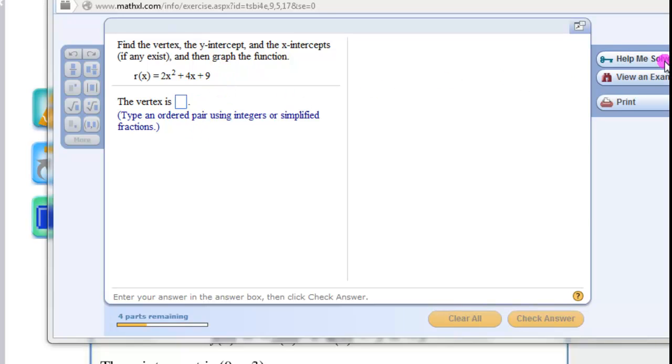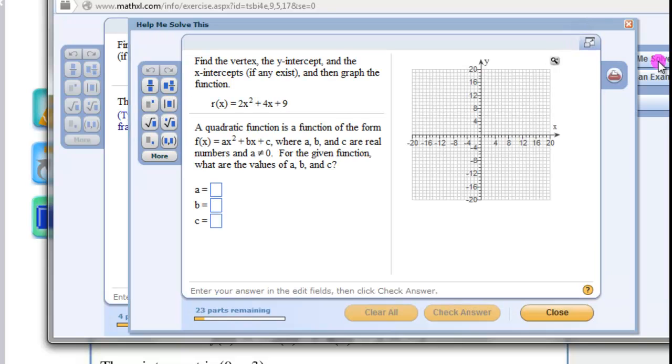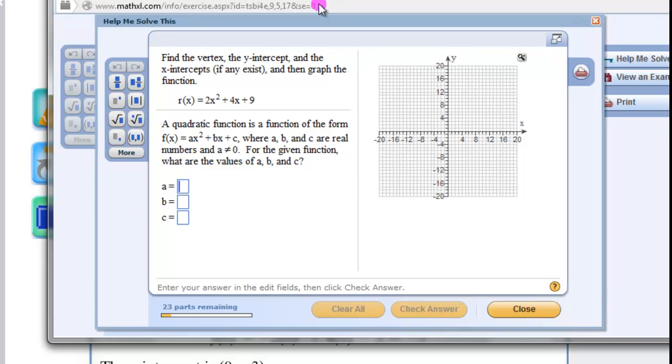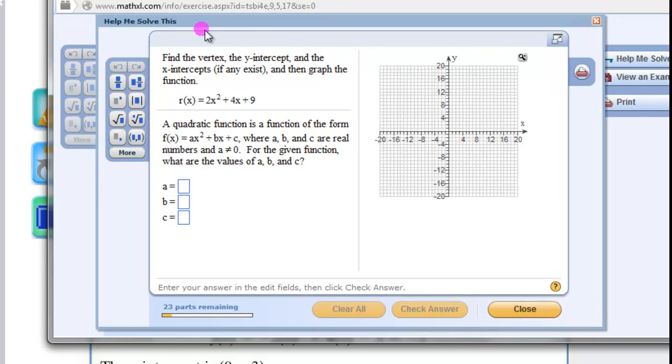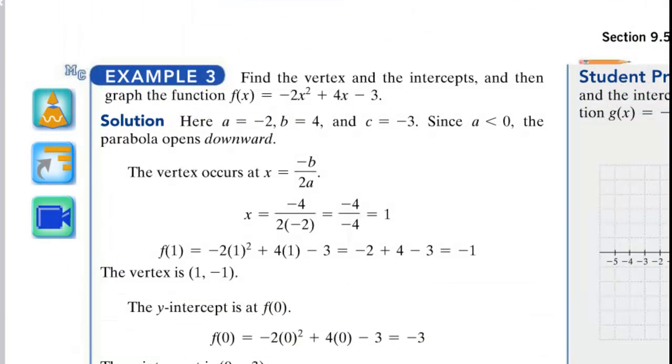But there's the button help me solve this. And so you can literally go through it. It's going to help you do this problem. So right as part of your book. Okay, and so I wanted to show you that. I'm going to do a word problem just to help you, but I'm going to close out of here. I just want you to see this.